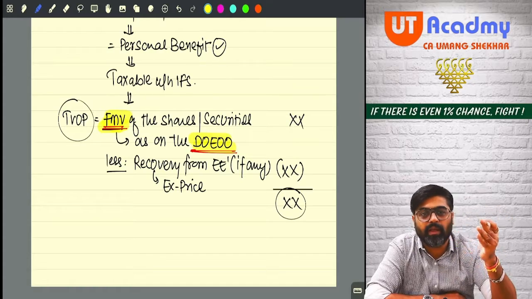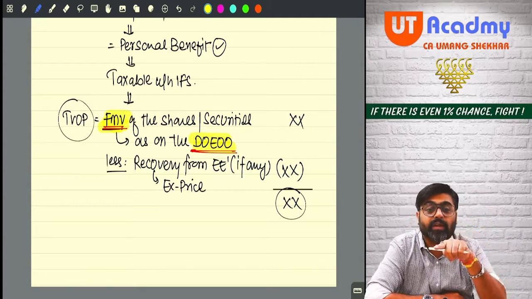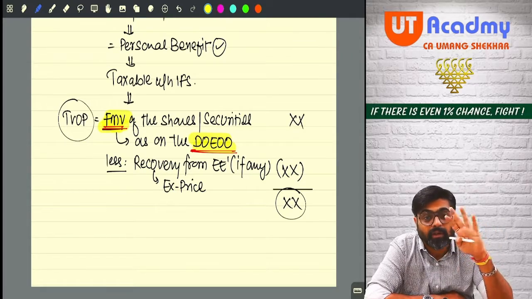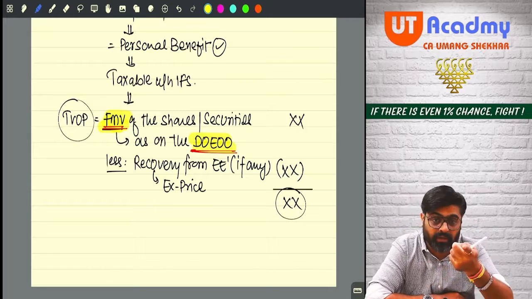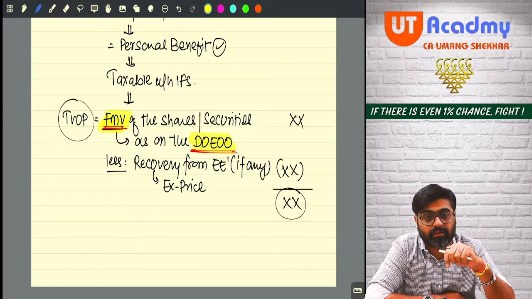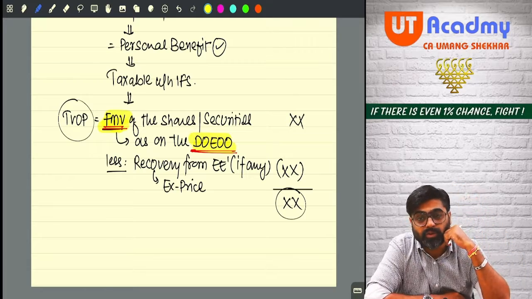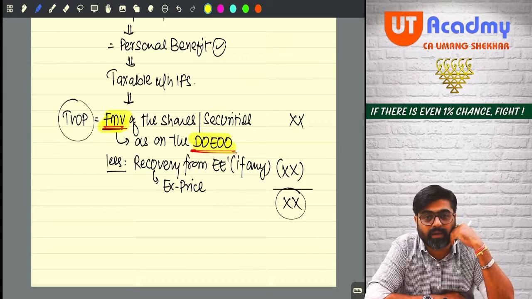because see, what if the shares were unlisted? How to determine this fair market value? What if these shares were listed? How to determine that value? What if these shares are listed, but listed on more than one stock exchange? Then how to determine the value? What if the shares are listed, but as on the date on which the option is exercised, there was no trading in the stock exchange for these types of shares? Then how will the fair market value be determined?